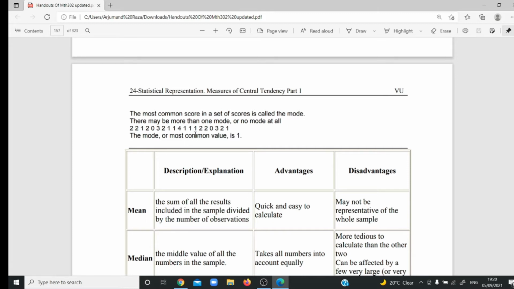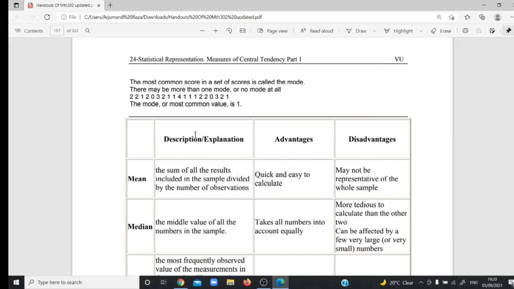Sometimes we do have 2 modes or 3 modes, for example, if we have 2 appearing 7 times, or 3 appearing 7 times. But if we have 1 appearing 7 times, 2 appearing 6 times, and 3 appearing 5 times, which one will be the mode? 1 will be the mode, because 1 is the most occurring number.